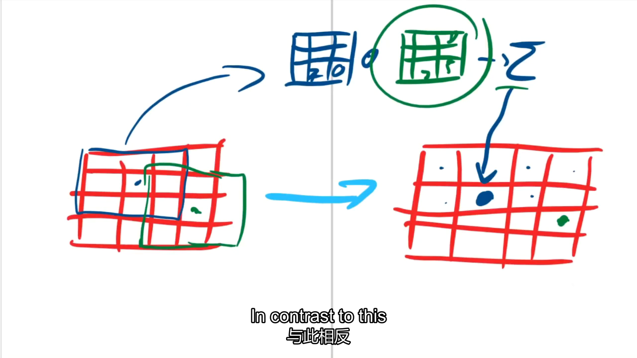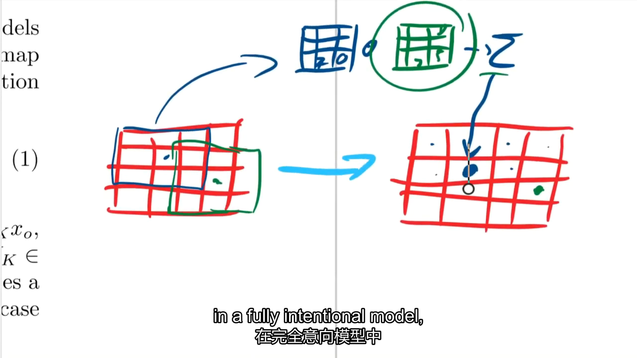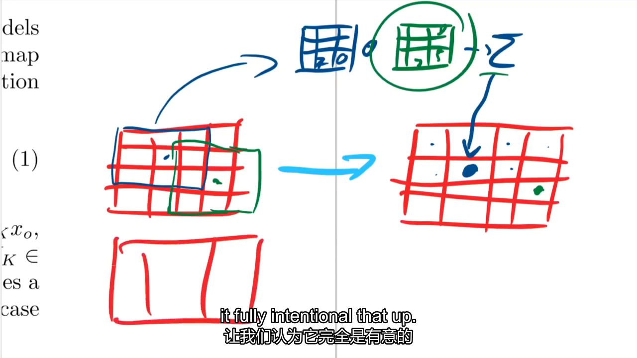In contrast to this, in a fully attentional model, where does the information come from? Let's again look at the blue dot and let's consider it fully attentional.